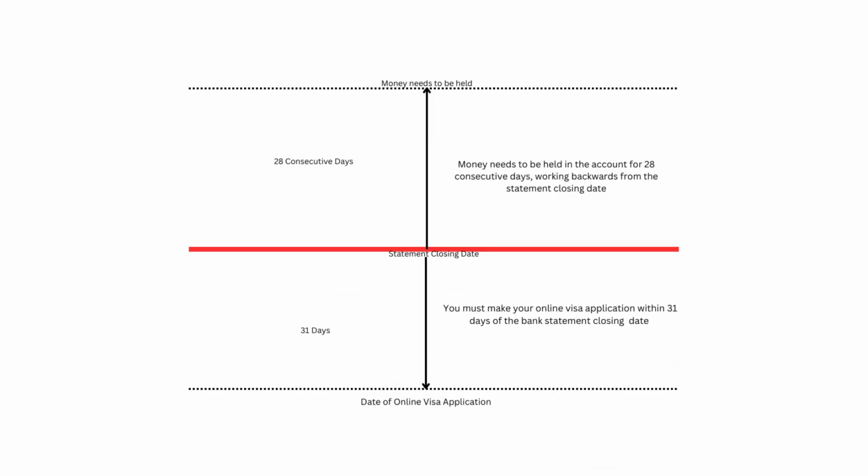The 31 days after the statement closing date show that you must make the visa application within the 31 consecutive days. This is why it's important, if you do upload a bank statement, you may be required to upload an additional statement if it then expires. Please ensure you maintain the minimum amount required in your bank account throughout the entire process to make sure that any future bank statements will be valid and will not drop below the required amount in this period.